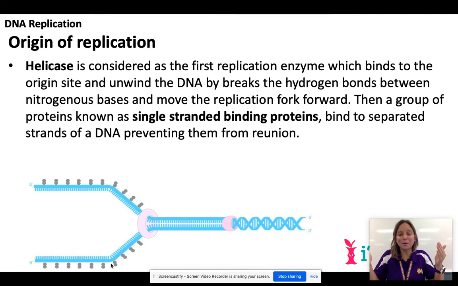But now, after we did all that work, we don't want to undo our work. So how do we keep it propped open? And that's the single-stranded binding proteins. Sometimes it's called an enzyme. Remember, you can call an enzyme a protein, but not all proteins are enzymes.